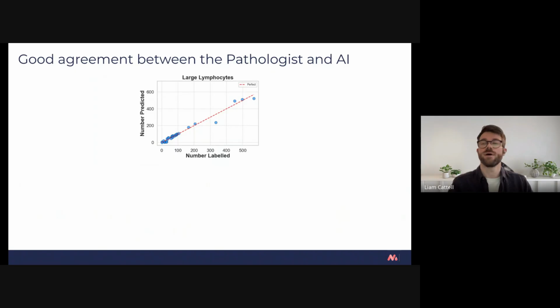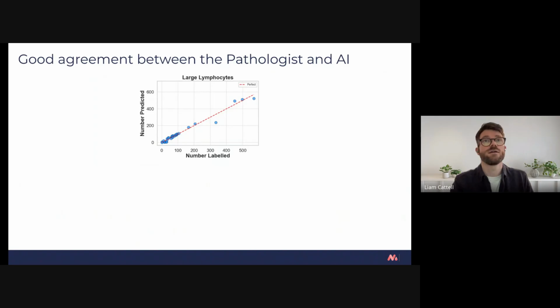So if the number from the pathologist exactly matches the number from the AI, they'd be on that dashed red line. And I would say they're pretty close to it, particularly because manually tagging all of these cells is a very time-consuming and tiring task. So we know there are definitely some cells that have been missed by both the pathologist and the AI. The R-squared on this figure, for anyone that's interested, is about 0.97, so there's a very, very good correlation for the large lymphocytes.